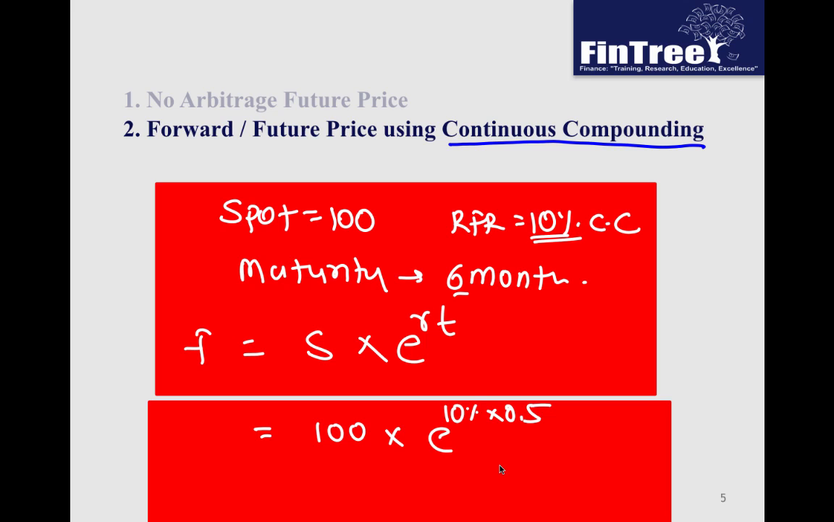And how would you do this on your financial calculator? Sorry, I've made a mistake here. We will say 10% into 0.5, which would be 0.05. Then we will press second e raised to x, and then multiply with 100, which will give us a no arbitrage price of 105.127. Moving on to the next formula.